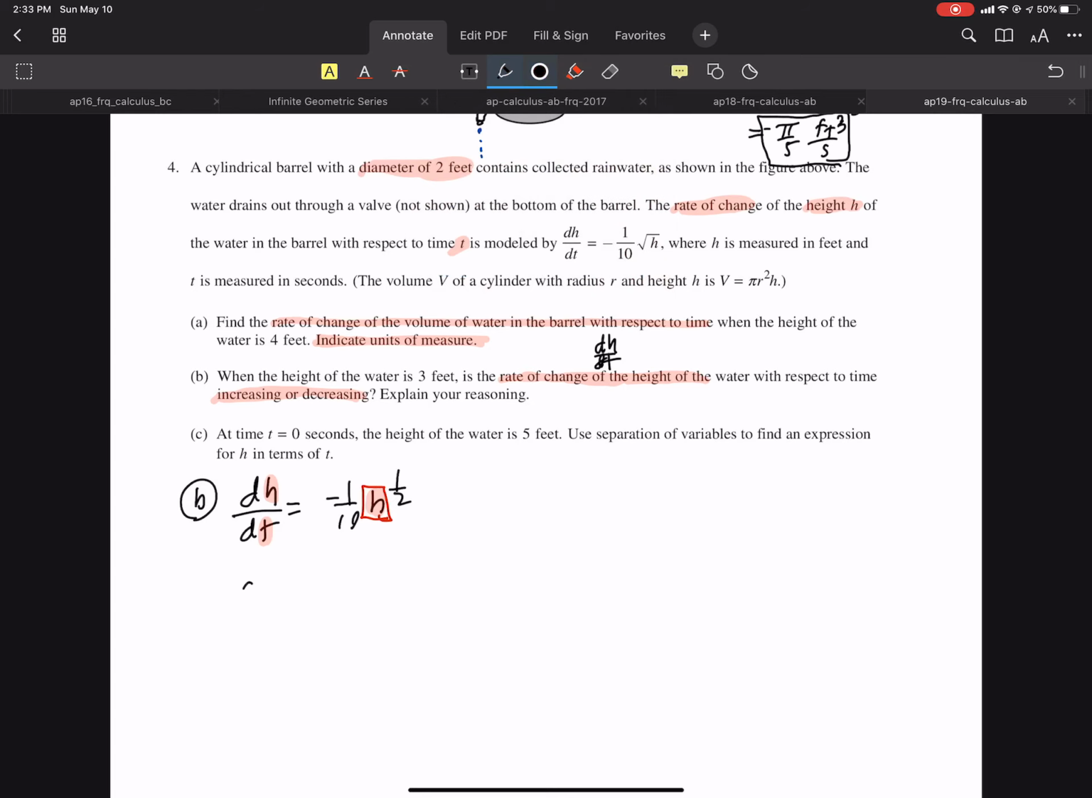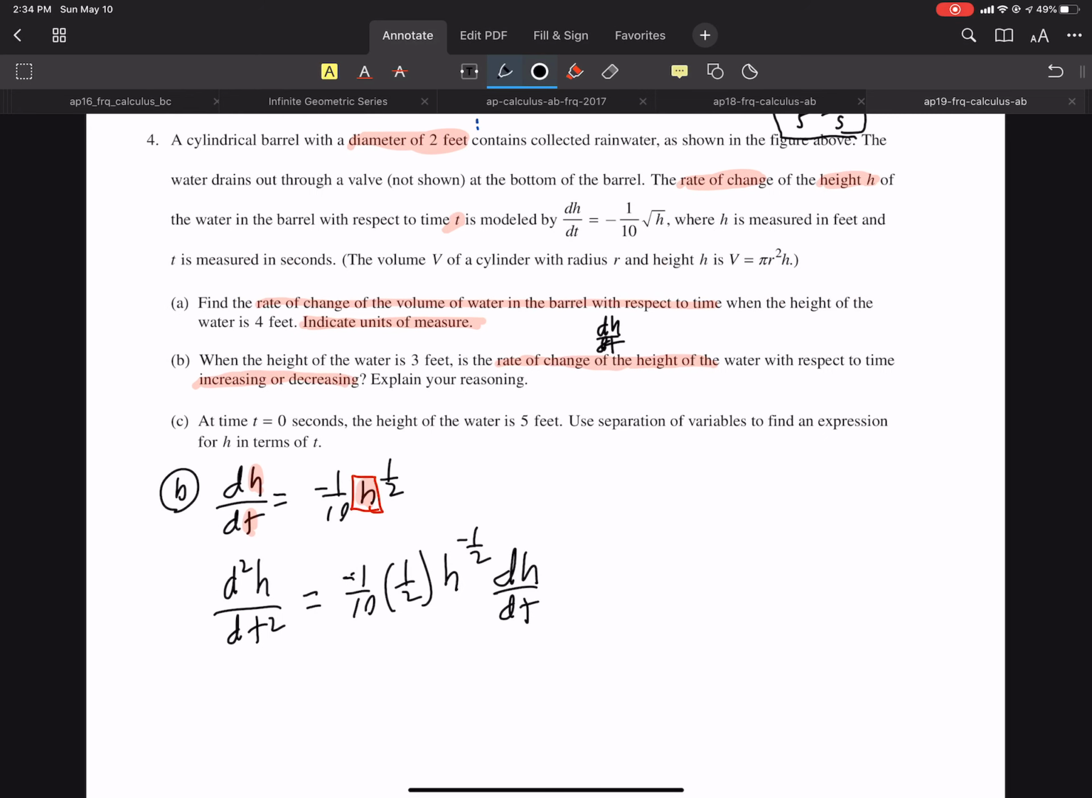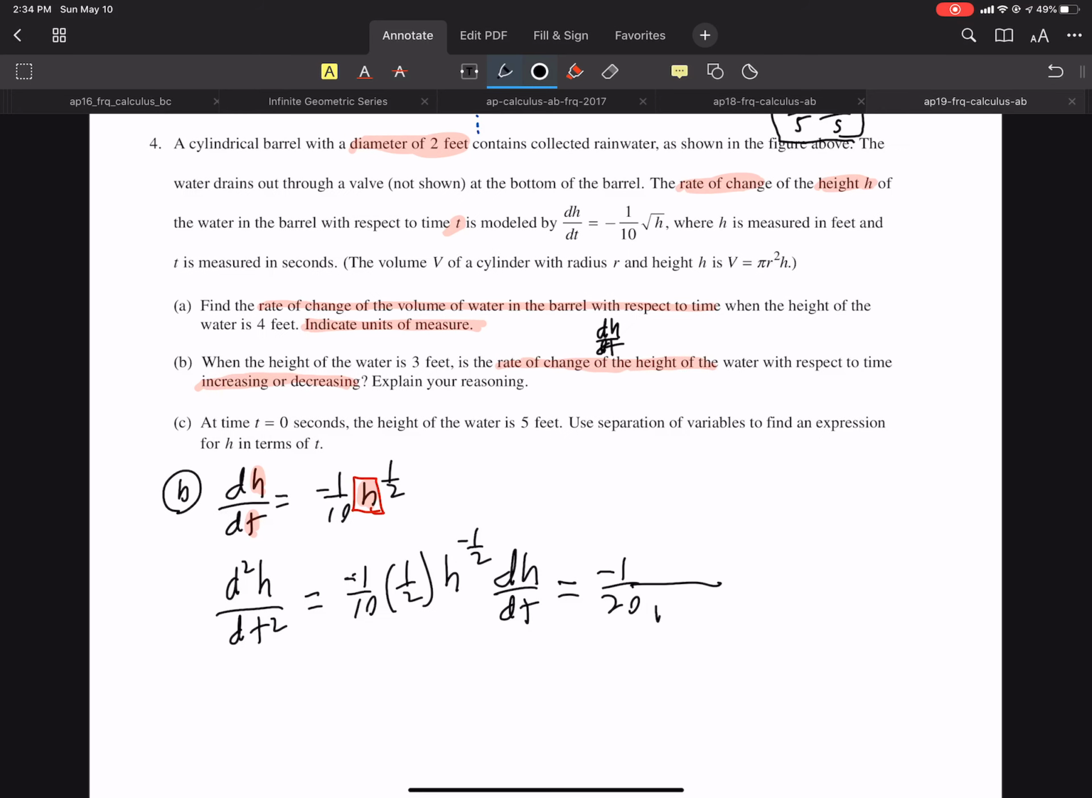So to take the derivative, the left side, you get the second derivative, but the right side, it's negative 1/10 box to the 1/2. You bring the 1/2 out front, and you decrease the power by 1/2, but then you multiply by the derivative of the box, so you get all of that. Let me do some simplifying. Well, you know what? I'm not going to because, well, I might need to. Hold on. So negative 1/20, that's pretty easy.